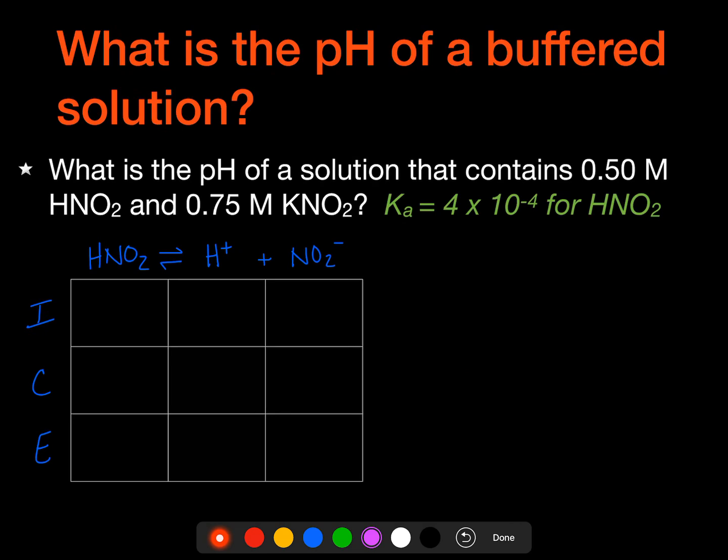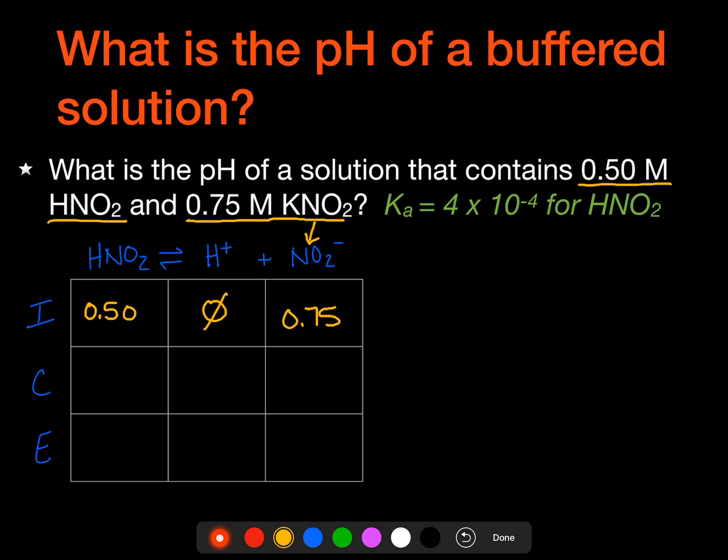And then we're going to plug in our initial concentrations. So we have an initial concentration of 0.50 molar nitrous acid, that's a weak acid, as opposed to nitric acid, that's a strong acid. We start off with no concentration of hydrogen, and then we have the 0.75 of KNO2, and that's where this NO2 is coming from. So the NO2 in here is coming from the potassium nitrite.